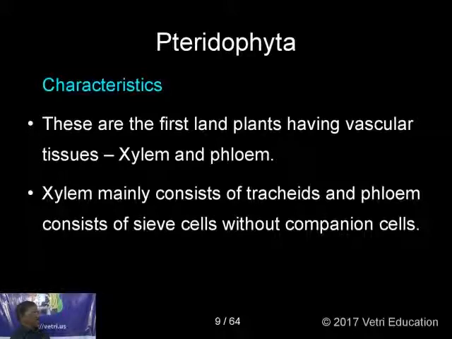Xylem mainly consists of tracheids and phloem consists of sieve cells without companion cells. In higher plants, angiosperms and dicots, the xylem consists of tracheids and vessels, and phloem consists of sieve tubes and companion cells. Whereas here it is more primitive than angiosperms. Pteridophytes have only tracheids in the xylem and sieve cells without companion cells.